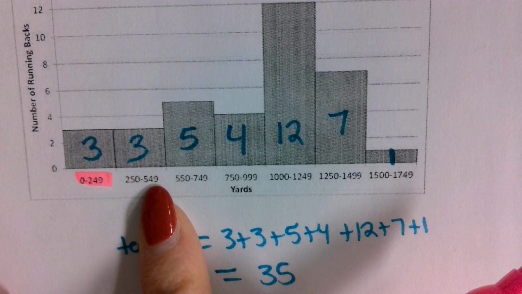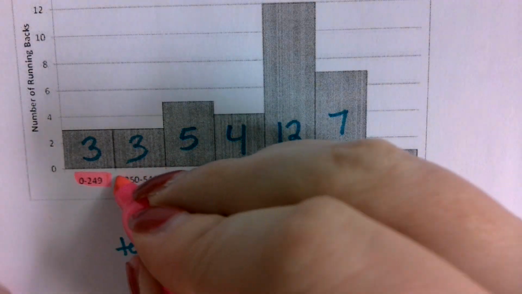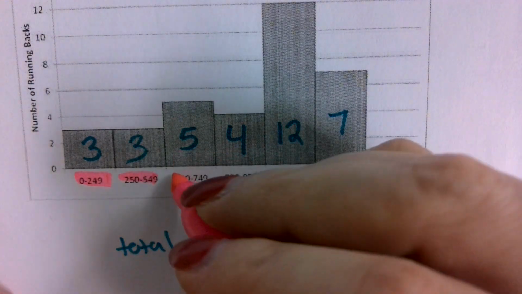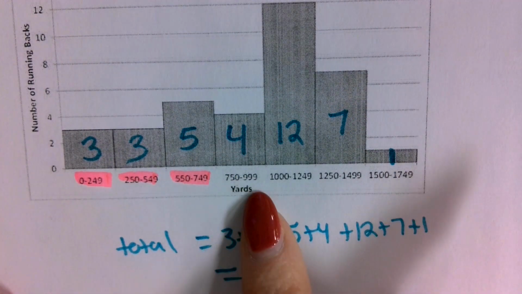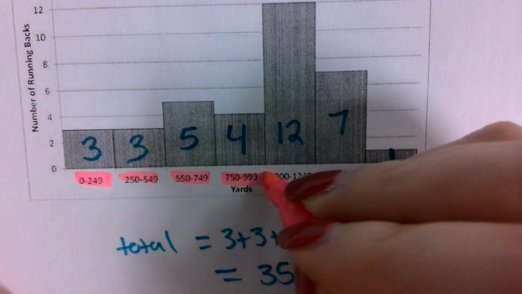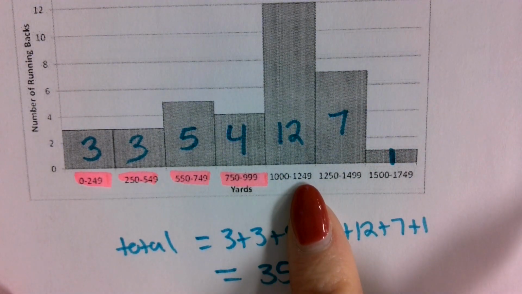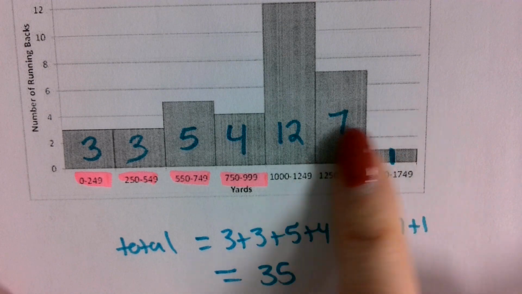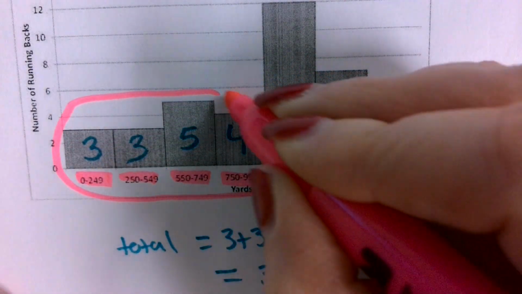What about 250 to 549? Is that less than 1,000? Yes. 550 to 749. Is that less than 1,000? Yes. 750 to 999. Is that less than 1,000? Yes. 1,000 to 1249. Is that less than 1,000? No. So that means all these values up here are not going to work. We're just going to focus on these bars right here.